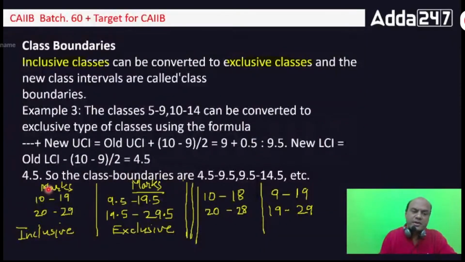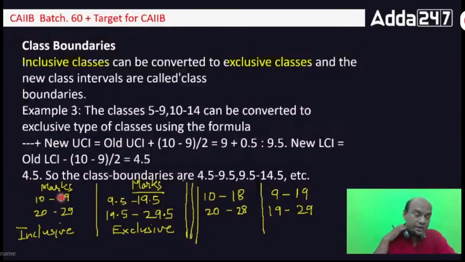Okay. Suppose I am writing the marks 10 to 19, 20 to 29. This will be called inclusive. Why inclusive? Because here I am including, suppose if I get 10 marks, I'll include it in group number 1. If I get 19 marks, I'll include it in group number 1 only. If I get 20 marks, I'll include it in group number 2. Similarly 29. So inclusive means the end boundaries are also within that group.